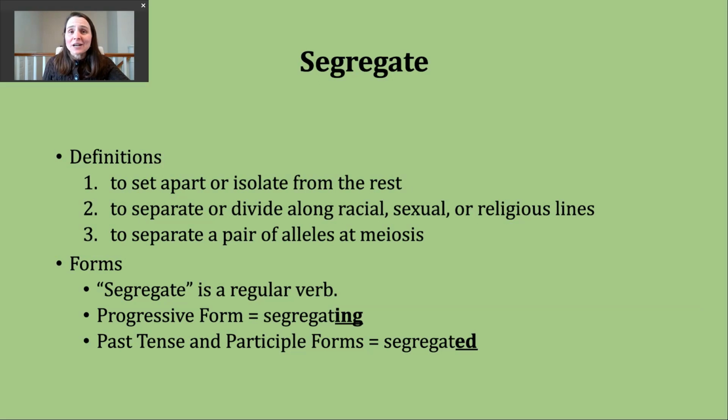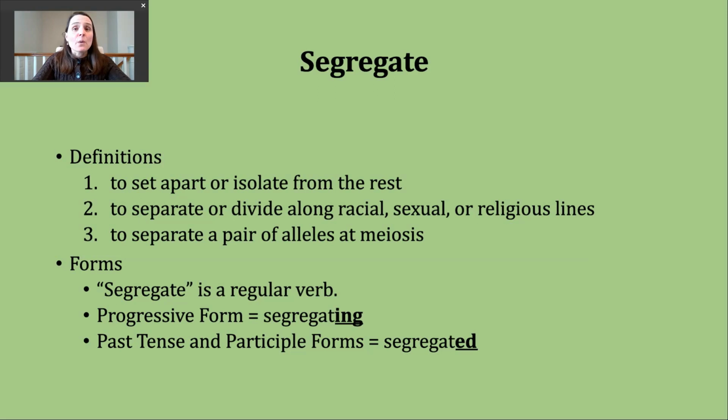You should know that segregate is a regular verb. To make the progressive form of the verb, you should drop the E and then add ing to form segregating. The past tense and participle forms of this verb are going to have an ed ending, but our base verb already ends in an E, so we're not having two E's at the end. Our base verb, segregate, ends in a T sound, so our past tense ending is going to make an id sound. We're adding an extra syllable as we say this verb. It should sound like this: segregated, segregated.